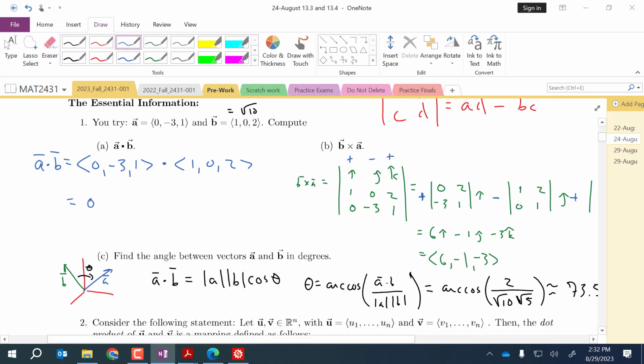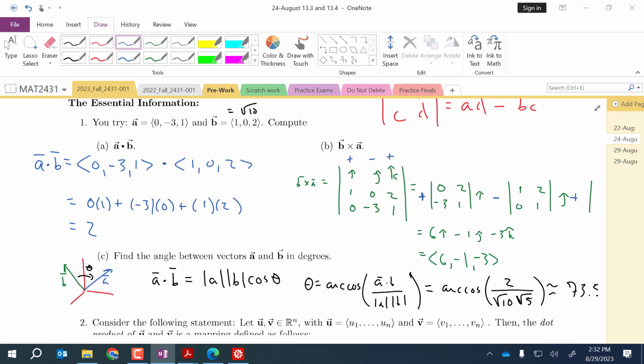And so if we set this up, we'd have 0 times 1 plus negative 3 times 0 plus 1 times 2. And if we simplify that, we end up with the dot product being 2. Now, the dot product roughly gives you a sense of to what degree are two vectors pointing in the same direction. However, it also takes into account the lengths of those vectors. And so you can't say 2 means they're really pointing in the same direction or 2 means they're really not. You also have to take into account the lengths of those vectors as you're thinking about it. And that could be a little bit confusing.